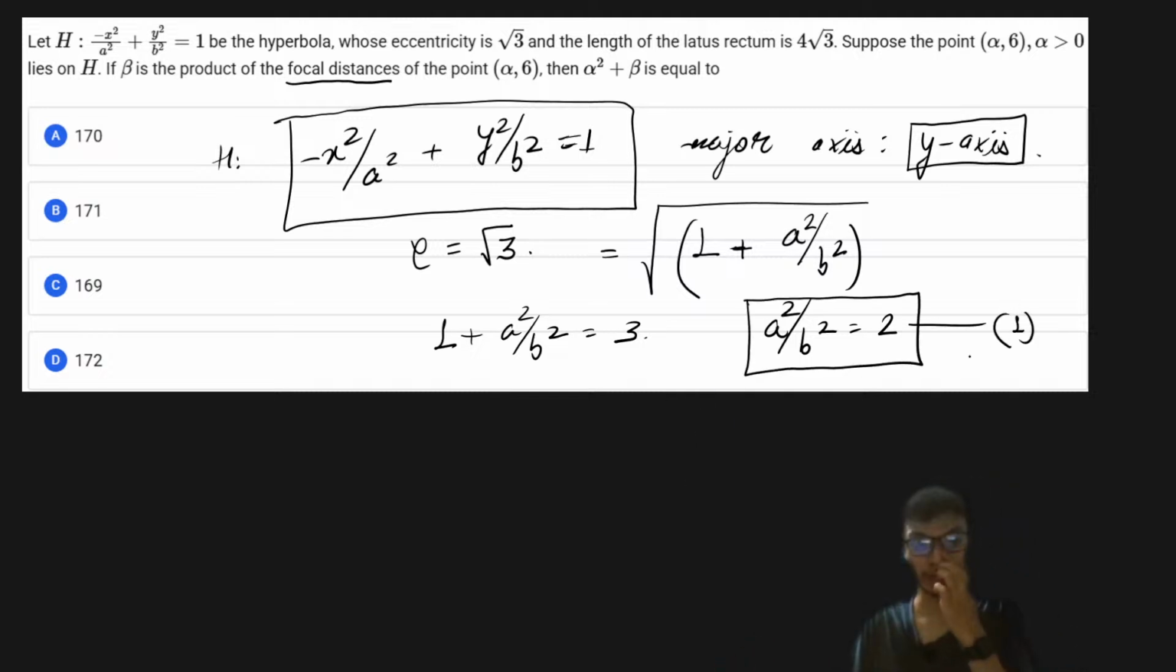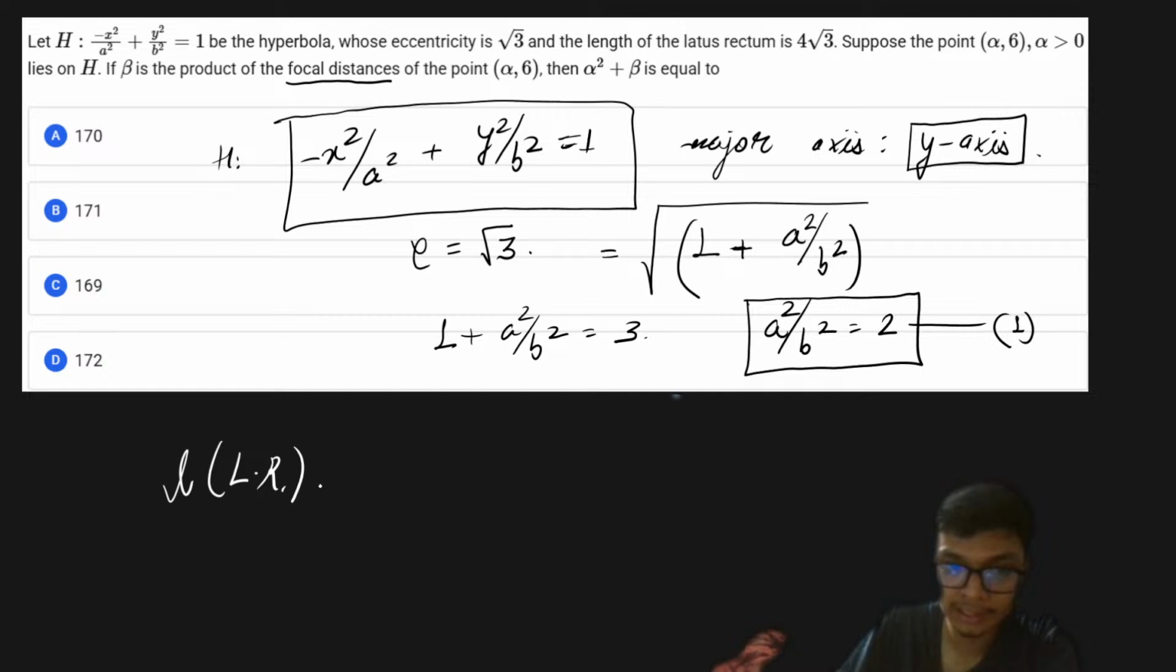So we have one equation involving the unknowns, the variables a and b. So we got one equation, right? Now, one more piece of information is already given in the problem in terms of the length of the latus rectum. The length of the latus rectum is given as 4 square root of 3. In this case, the major axis is the y-axis.